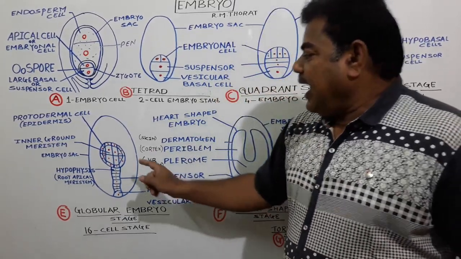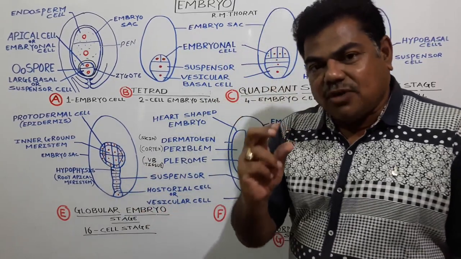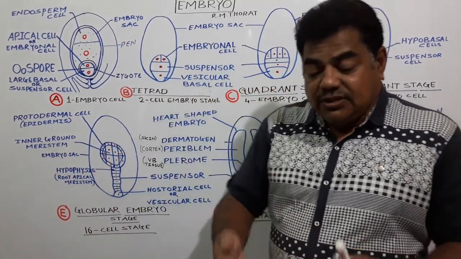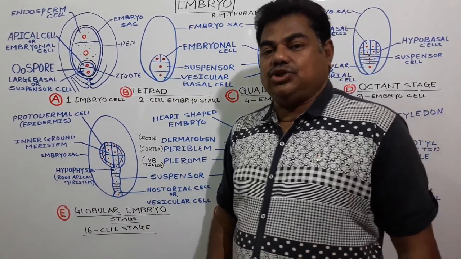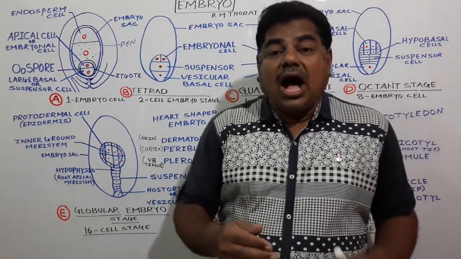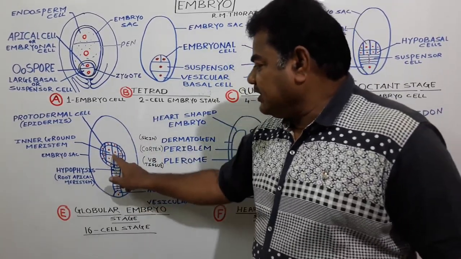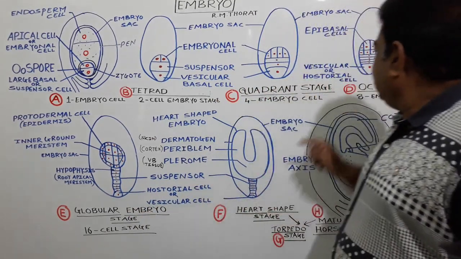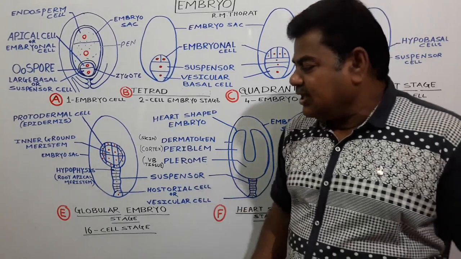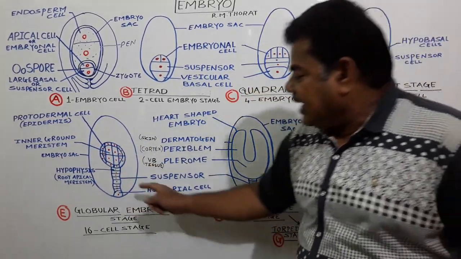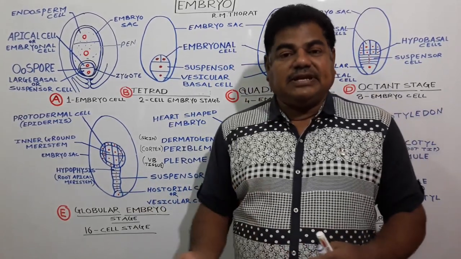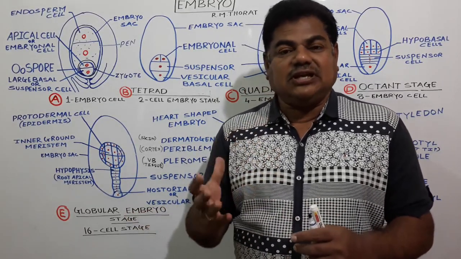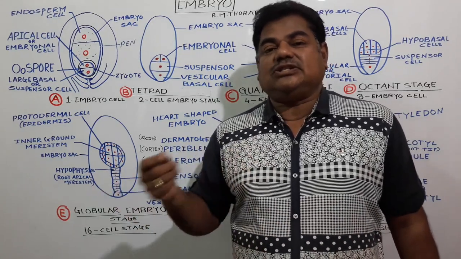And the cells present here in the center, that mass of cells we call the inner ground meristem cells, meristematic cells, means in the future they divide and redivide because they are meristematic tissue, and transform into a heart shape embryo. Then this long structure we call the suspensor. Here 4 cells are there, these 4 cells divide mitotically and form 8 cells like this, a suspensor. In some cases the suspensor is of 7 cell structure, in some cases of 8 cell structure, and in some cases of a 10 cell structure.